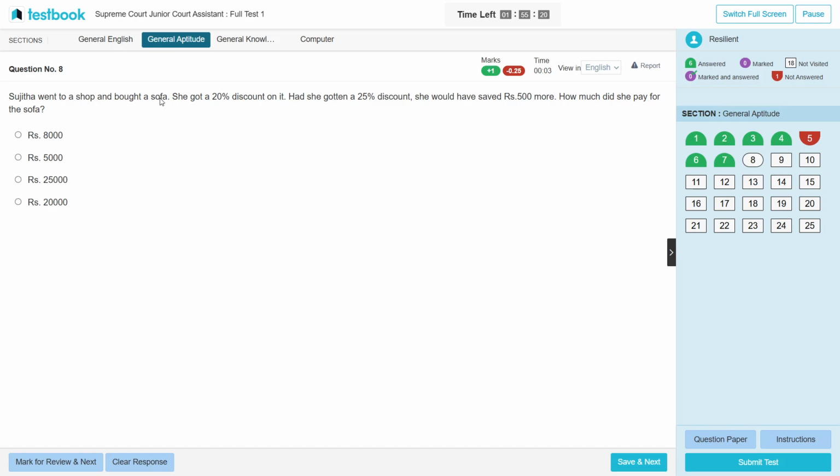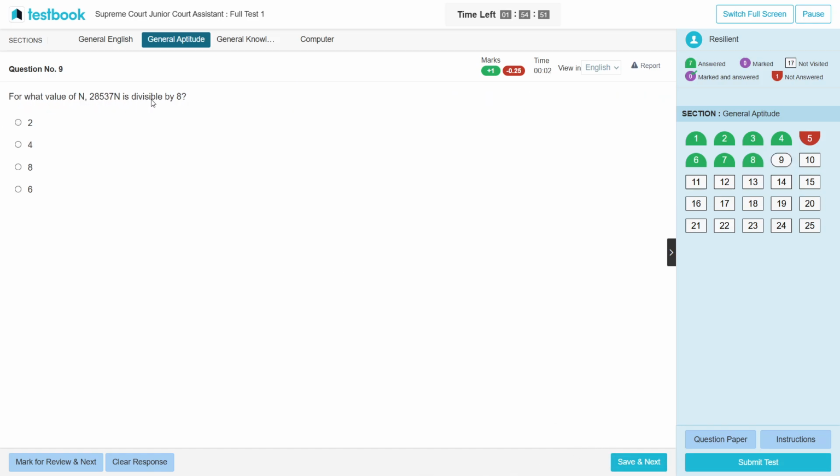Sujita went to a shop and bought a sofa. She got a 20% discount on it. Had she gotten a 25% discount, she would have saved, meaning 5% value is 500. 5% value is 500, so the value is 10,000, and she got 20%, how much she paid, so 8,000.